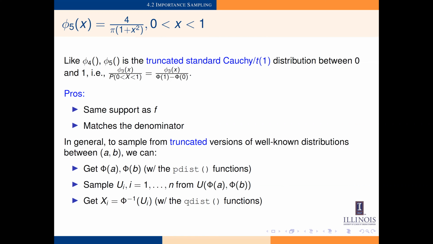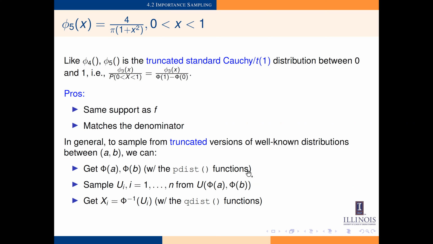So you truncate the distribution, where you condition on it being between a and b. In order to do this, we first get phi of a and phi of b, which are the two bounds, the p's corresponding to the two bounds under this distribution. So, for example, if we are sampling from the truncated standard Cauchy distribution, then we want to calculate phi of a and phi of b for the standard Cauchy distribution evaluated at a and b. This can be obtained using the pdist functions in R.